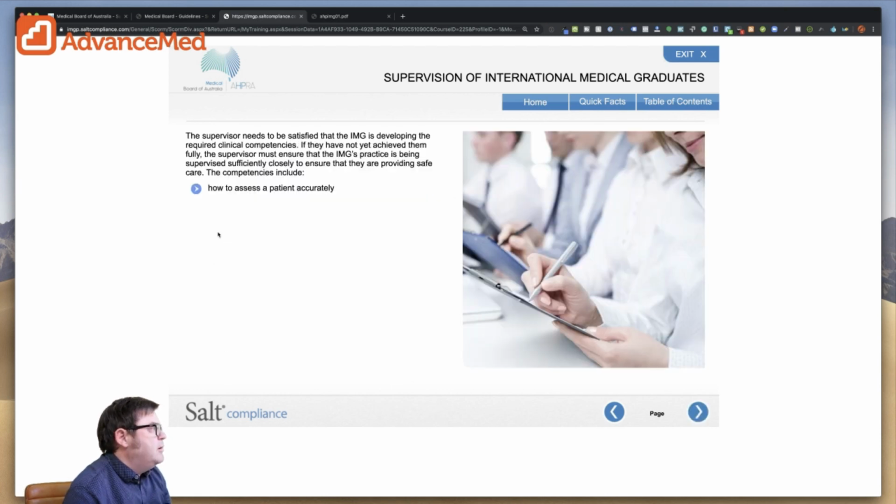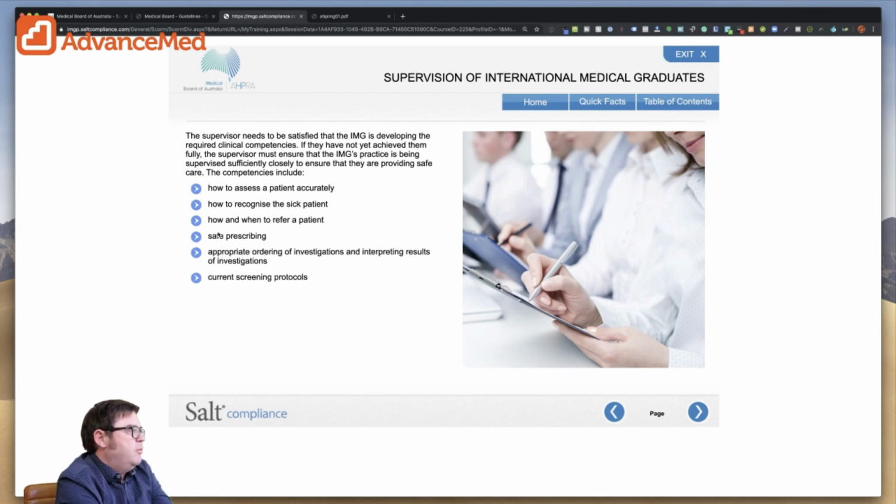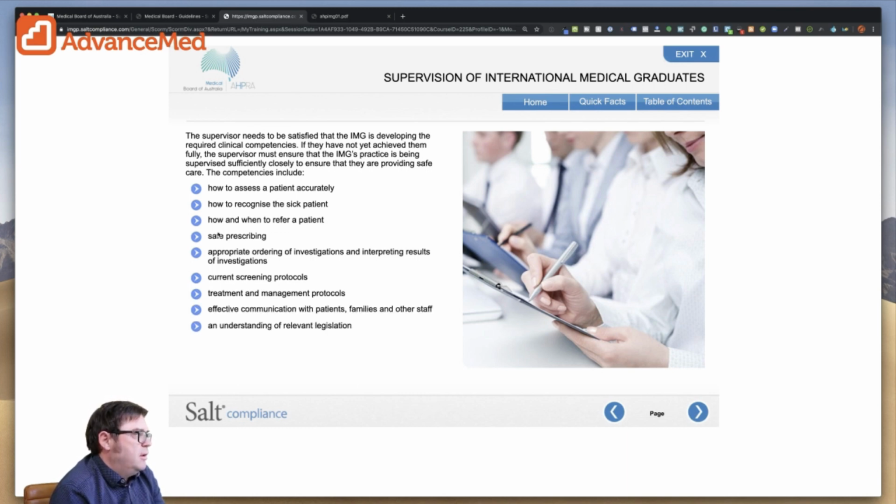Usually, I need to be satisfied the IMG is developing. They can assess a patient accurately, recognise a sick patient, know when to refer, can prescribe safely, can order a test and interpret the results, can screen, can treat and manage, effectively communicate, well, that's good, understand relevant legislation, that's good. Again, nothing about teamwork in the hospital setting or how health systems work or anything that's practical to your development in a health service.